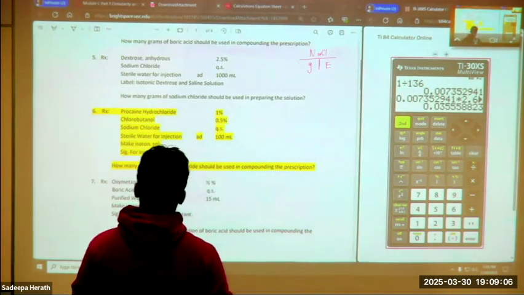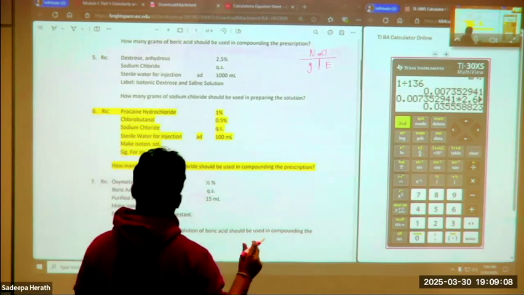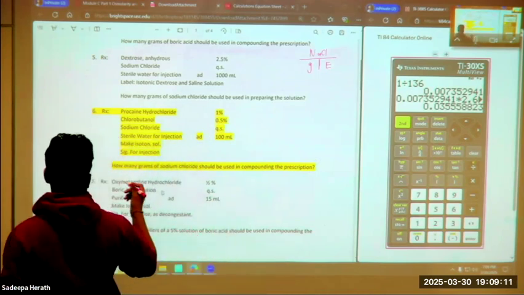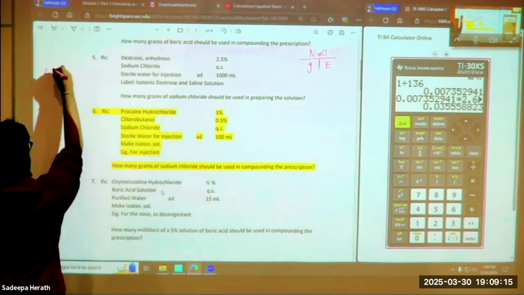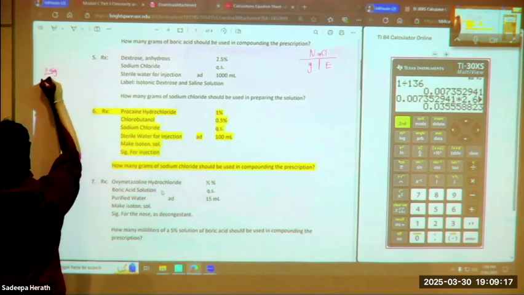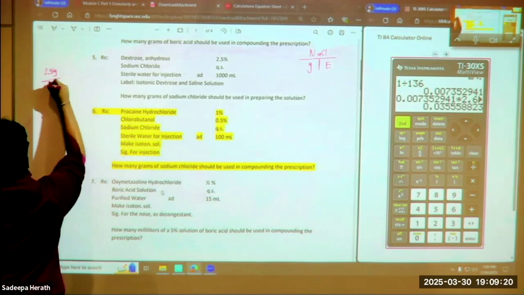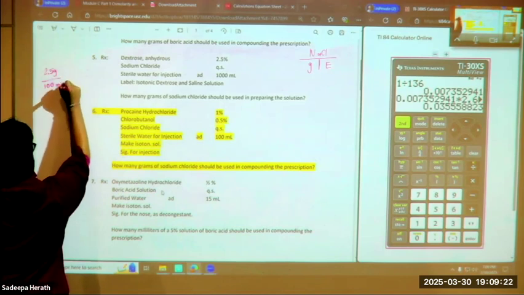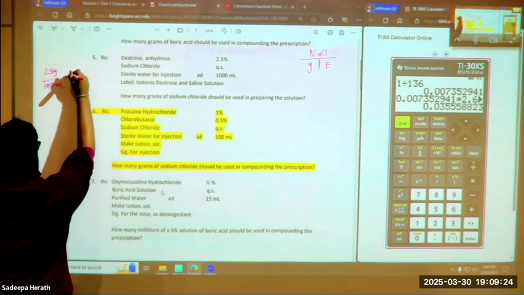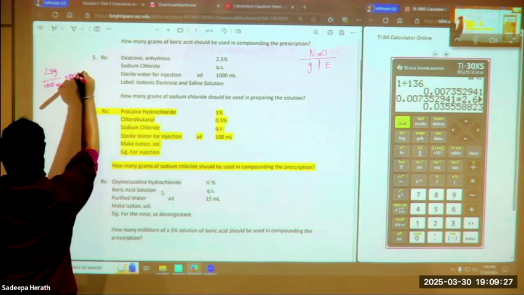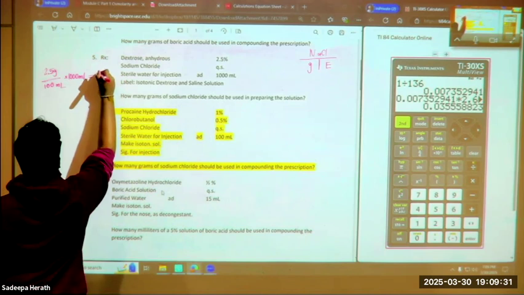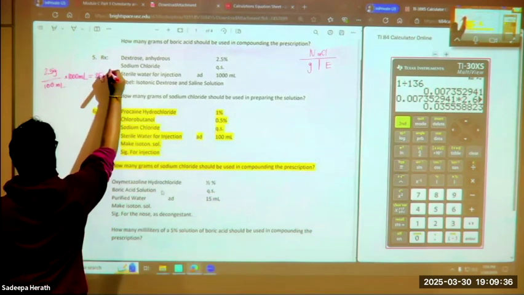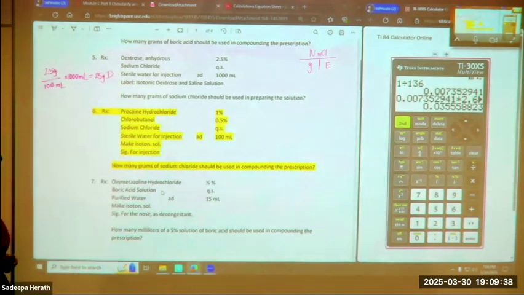First, we need to find out how much dextrose there is in this solution, because we're only given a percentage of it. So 2.5% is 2.5 grams per 100 ml. And then times that by 1,000 ml to get the amount of drug in there. That's 25 grams of D, dextrose.